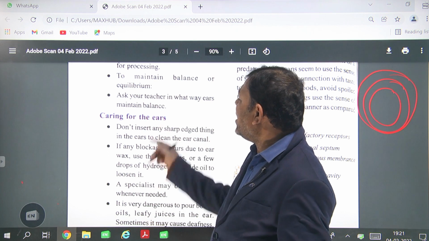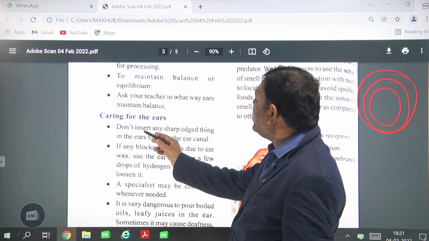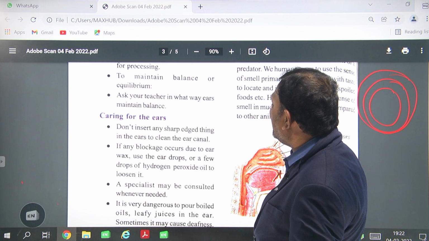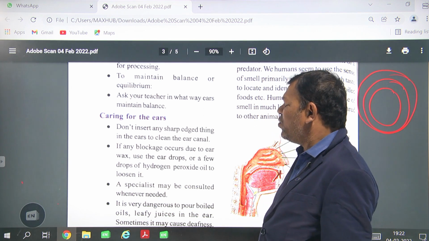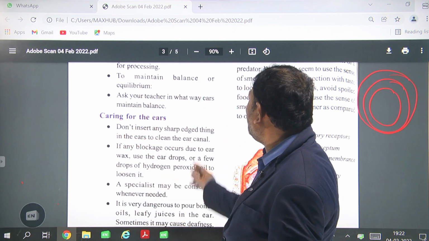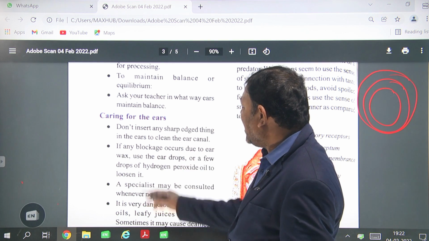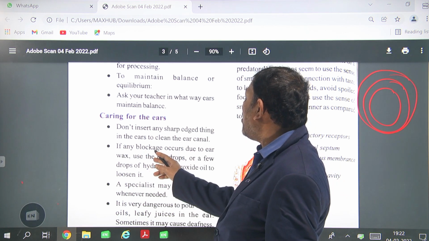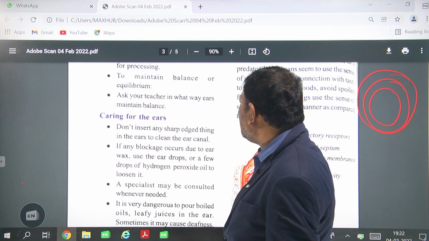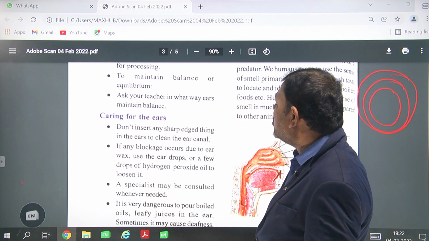Next, caring for the ears. What care should we take? First, don't insert any sharp-edged things in the ear to clean the ear canal. Second, if any blockage occurs due to ear wax, use ear drops or a few drops of hydrogen peroxide oil to loosen it.